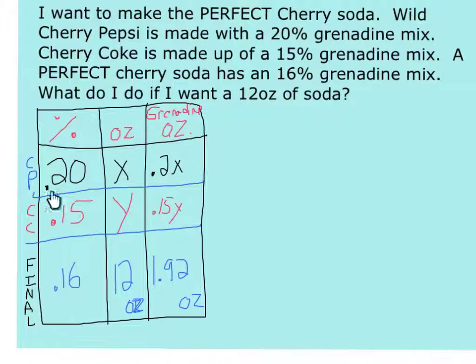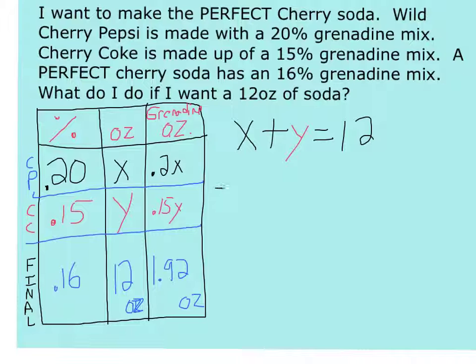So I made the table, and I encourage you to make a table on these types of questions to help you. So once you have the table, you're going to write an equation for this column and for this column. Here's what it looks like. The first column will look like this: x plus y will equal 12 ounces, because if you pour both of your sodas together, you only want 12 ounces when you're done.